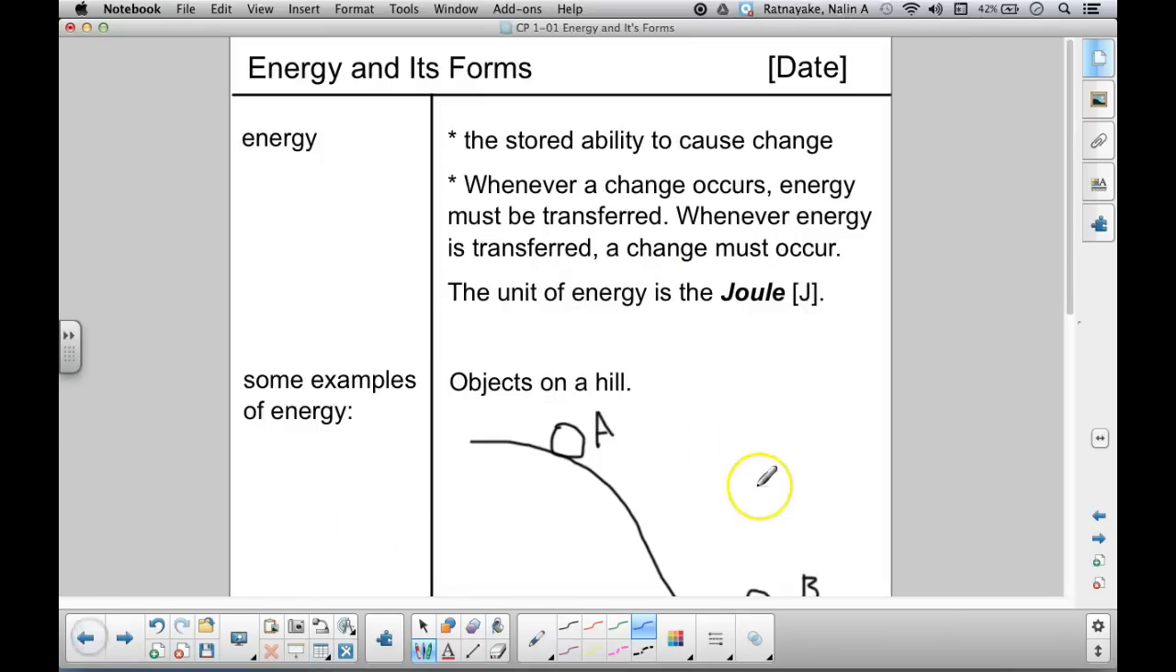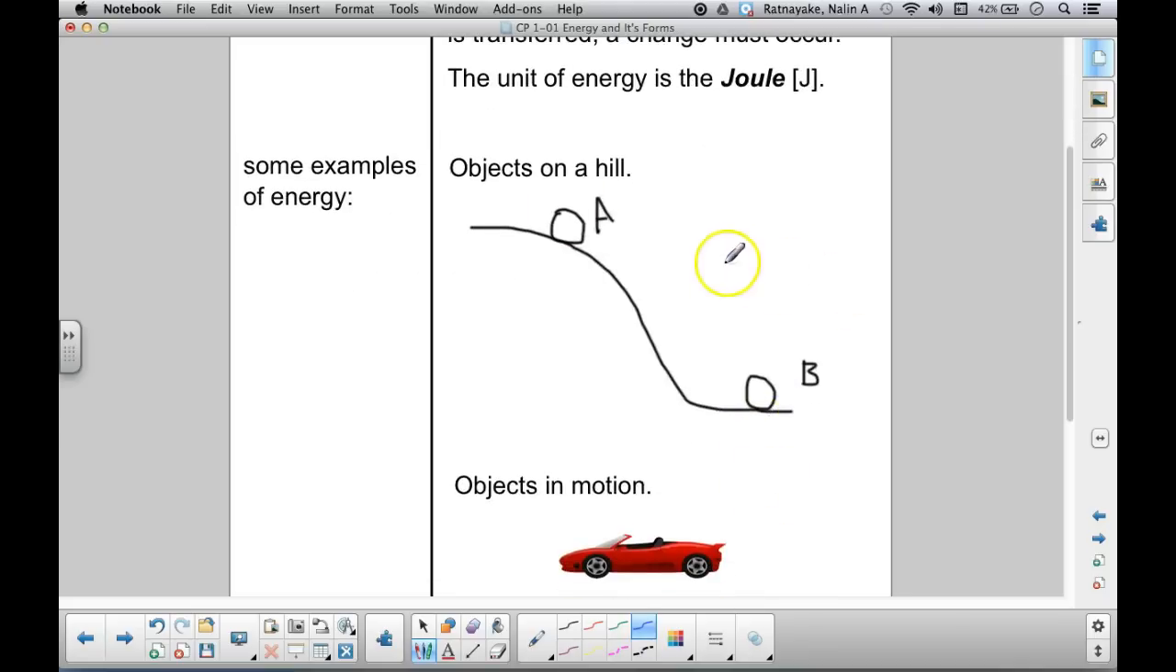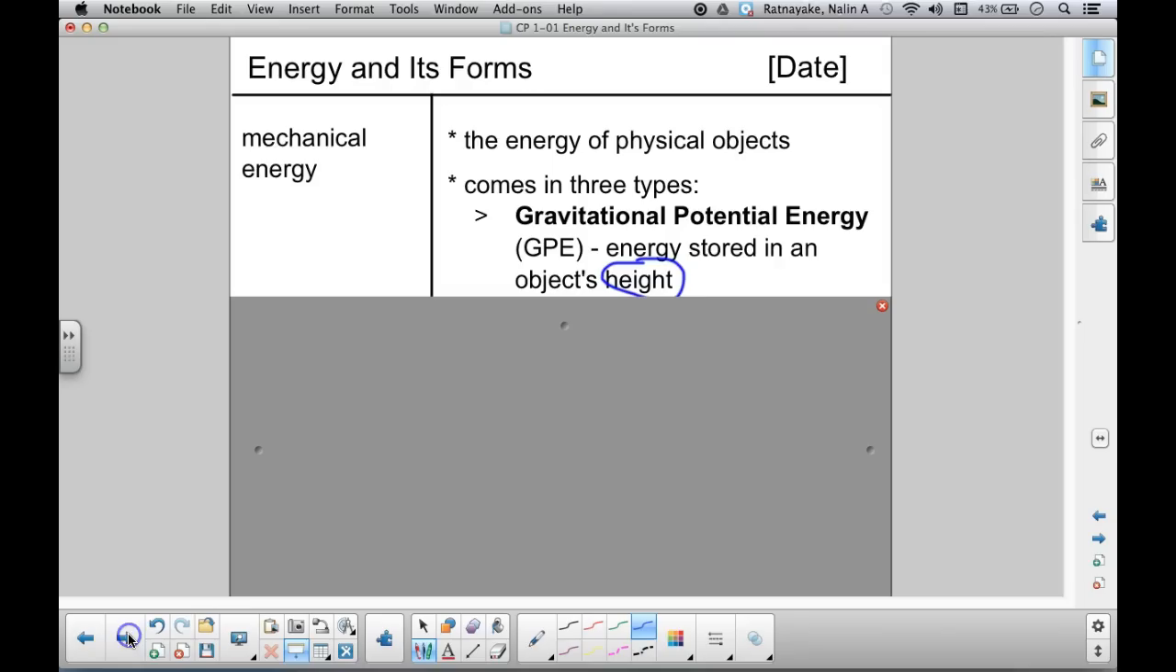And if we look back at our examples over here, I was talking about two objects on a hill, and I said that object A has more energy than object B because it has more potential to cause change. What kind of energy does it have? It has GPE, gravitational potential energy. This object up here has more GPE than object B.